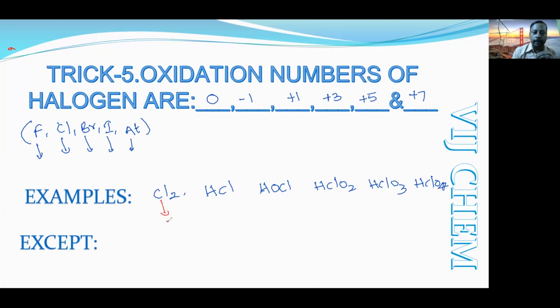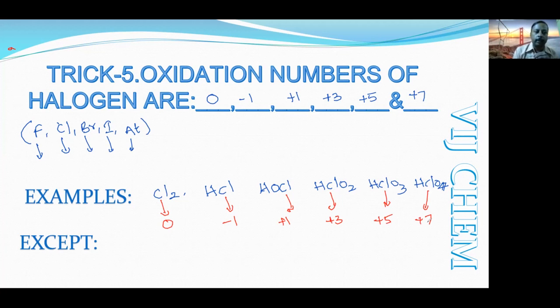Okay, to support my answer, oxidation number will be 0, -1. Here oxidation number will be +1. Here oxidation number will be +3. Here oxidation number will be +5. Here oxidation number will be +7.